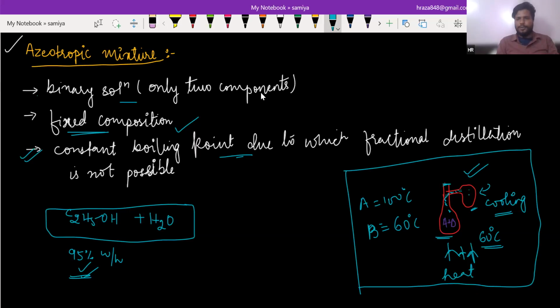Today we are going to finish this chapter. After this topic, we are going to take Van't Hoff factor and do practice on Van't Hoff factor. And after this chapter, we are going to start electrochemistry.